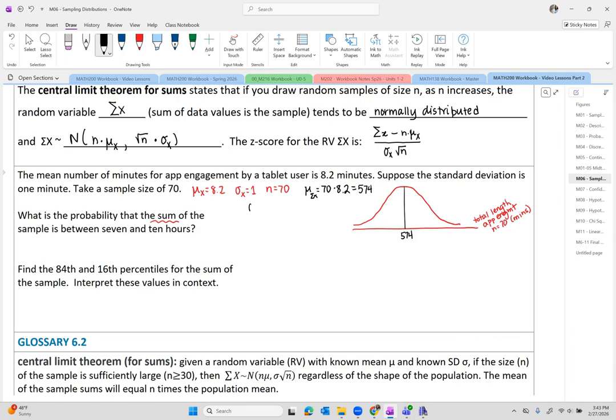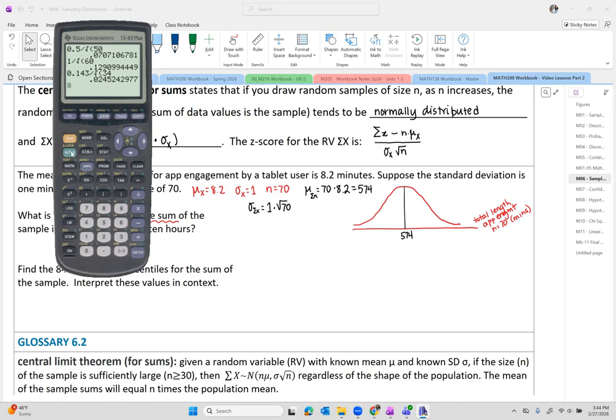The standard deviation of the sums will be the standard deviation that I have times the square root of 70. And the square root of 70 is approximately, let's find out. It's a little less than 9 and more than 8. So let's find out in our calculator what the square root of 70 is.